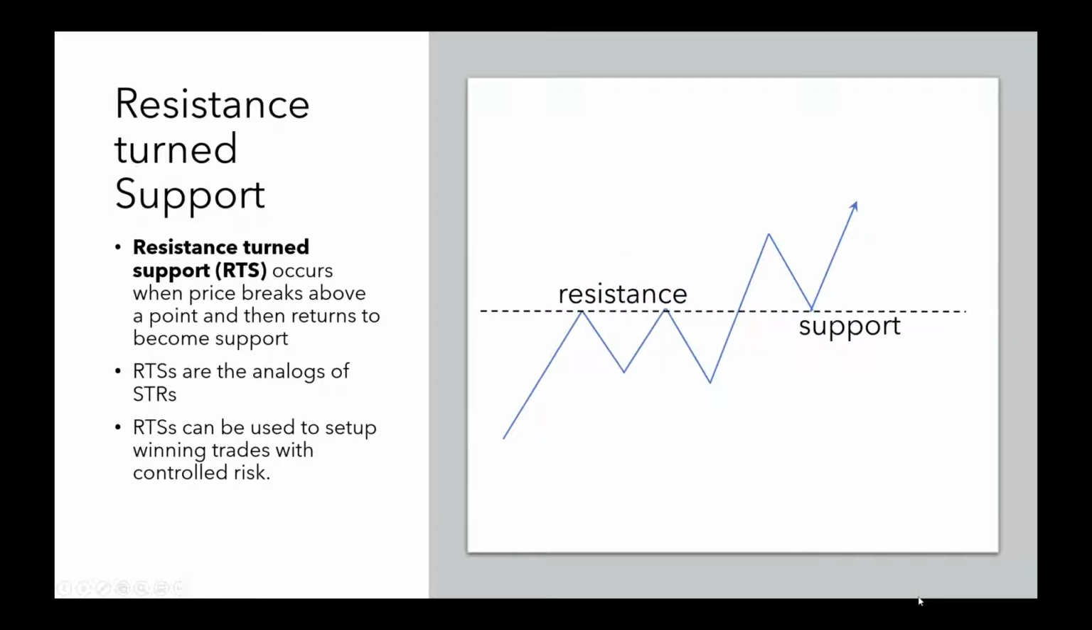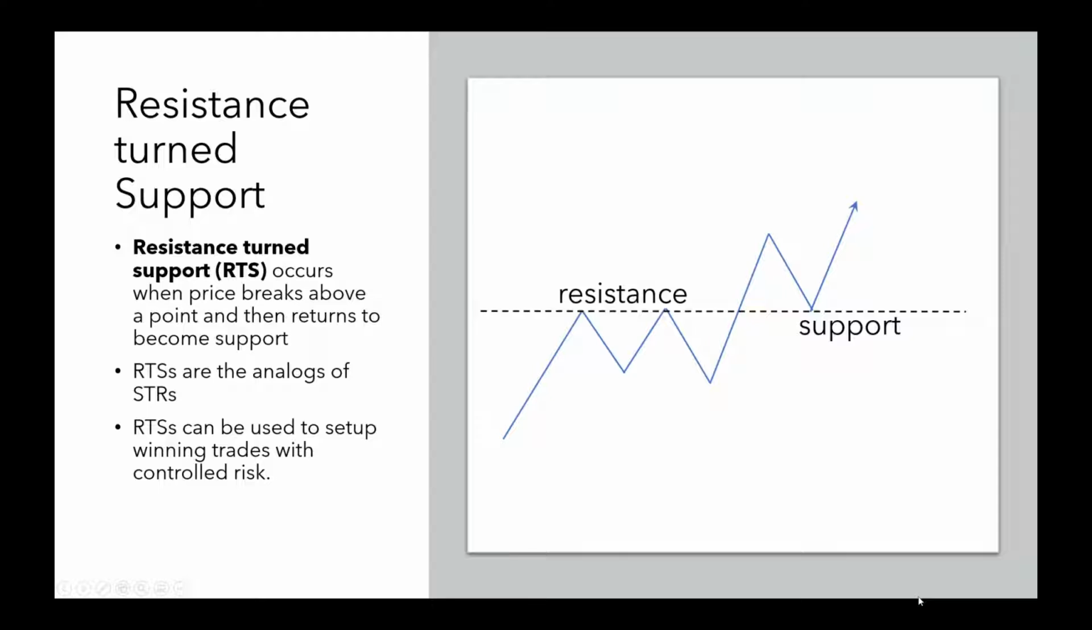Conversely, resistance turn supports, or RTSs, are the same thing in reverse. You have a point where the market can't seem to get higher, kind of bounces around in a range, and then once it breaks through, oftentimes you simply need to mark this level in the market and wait.